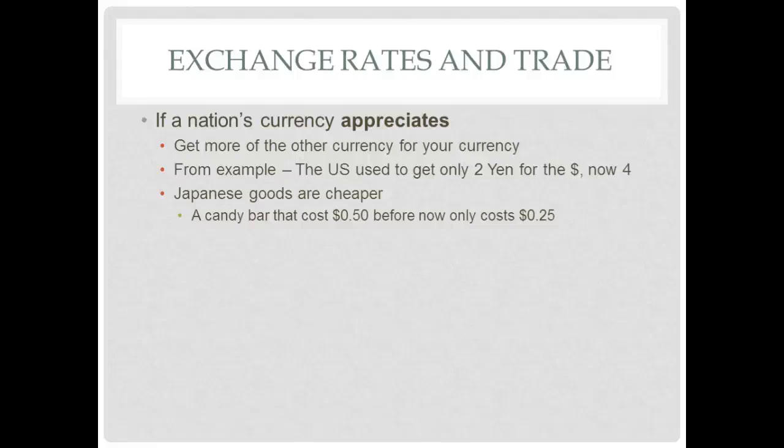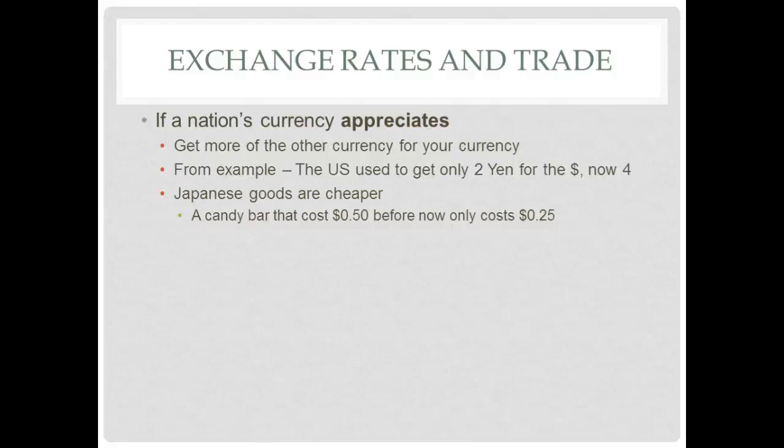So let's say in Japan a candy bar cost 1 yen. It used to cost 50 cents to get that 1 yen, but because the US dollar appreciated, now it only costs 25 cents to get that same yen. And so the candy bar is now half as expensive as it used to be. So again, essentially for the United States, because our currency appreciated, all Japanese goods are cheaper to us.